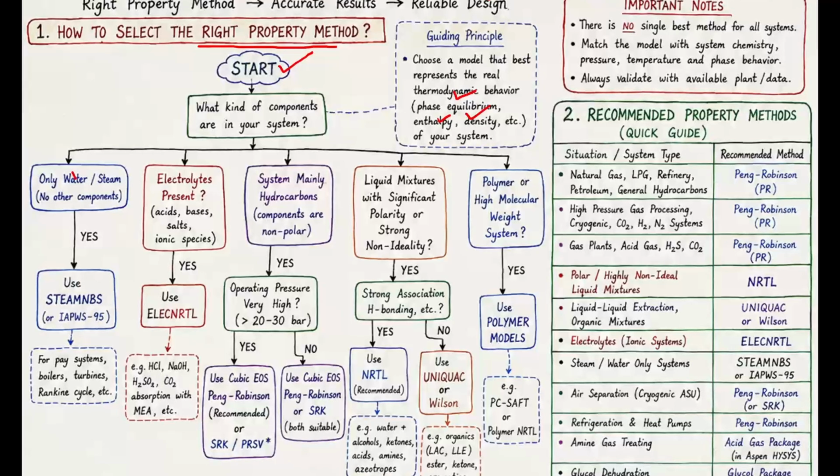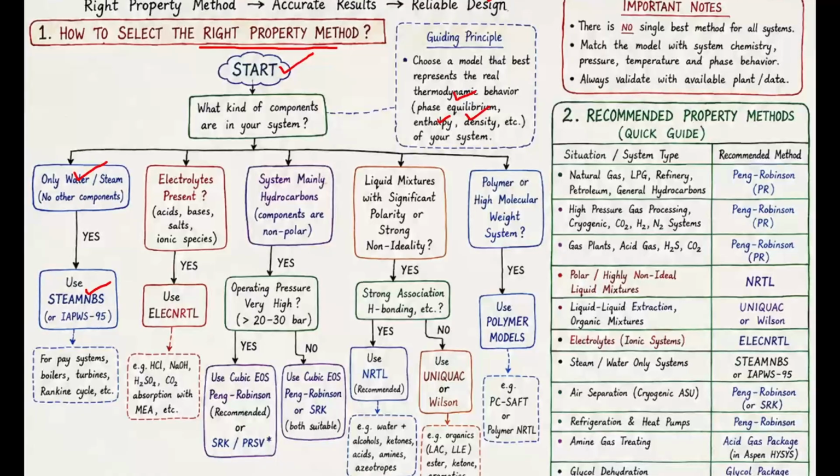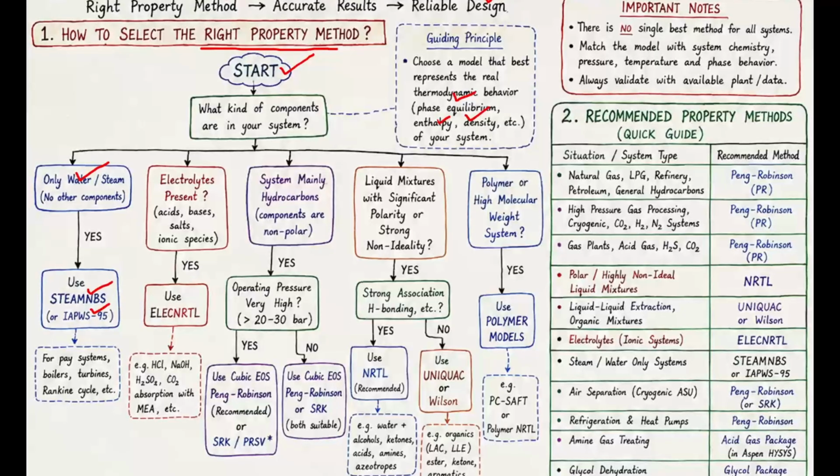Number 1 is only water and steam present in your system and no other compounds. If this is yes, we have to use STEAMNBS or the latest method, which is IAPWS-95, which is used for boilers, turbines and Rankine cycles. Going to the second part, which is the electrolytes.